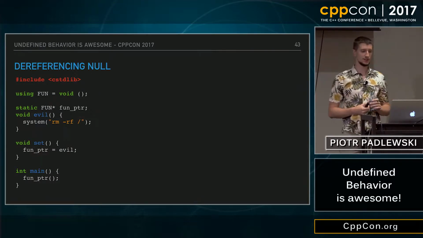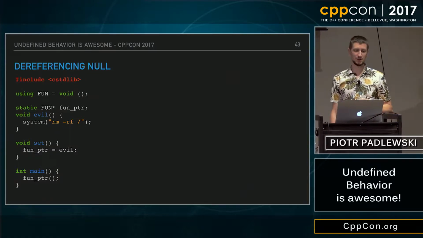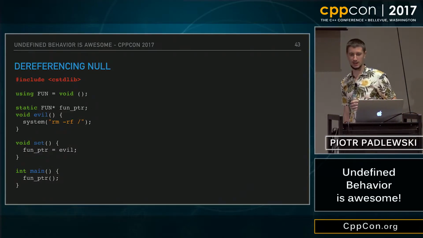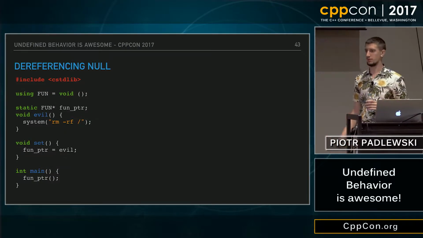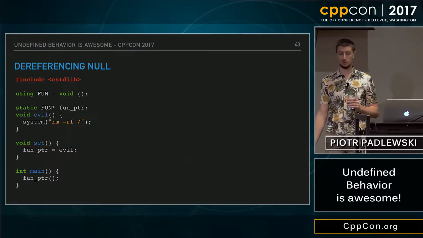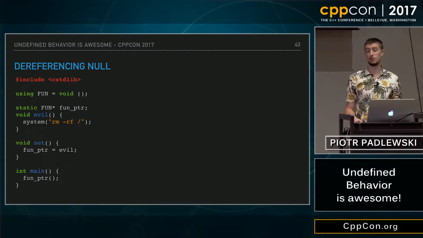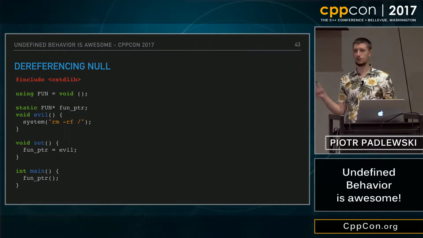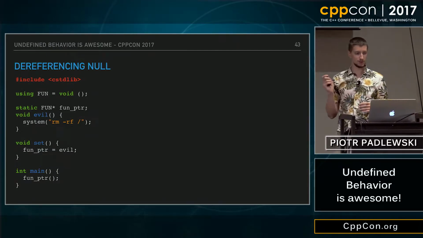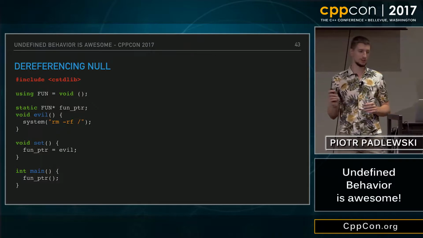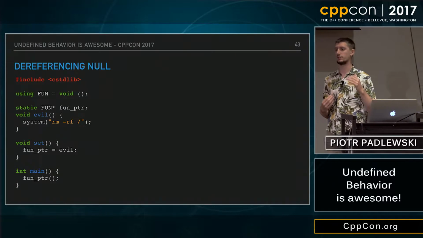You might have seen this example. It was pretty popular a month ago or something. We have a function pointer, and we call it inside main, right? This is a global, so it is set to 0. And we also have a function set that sets this pointer to evil function. Note that evil function and set function are never called, right? But there is one thing: this function pointer is static. This means that its visibility is only this translation unit.